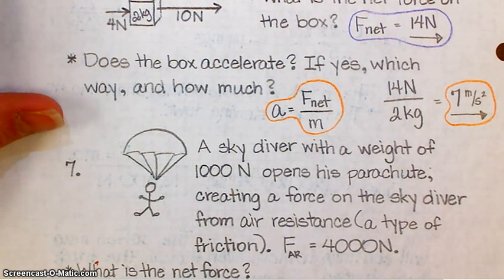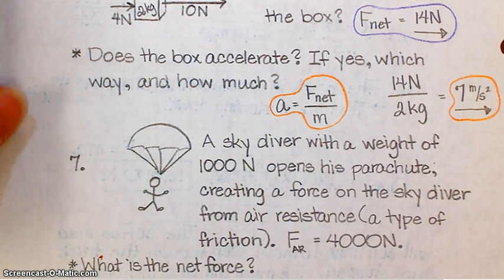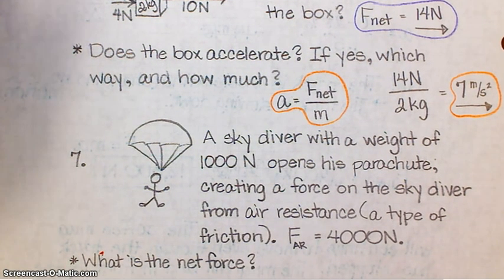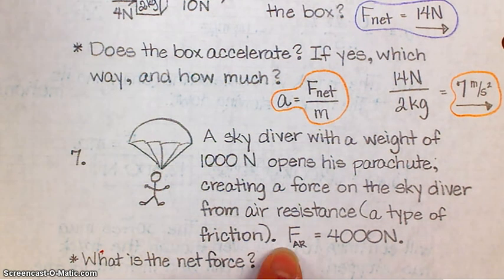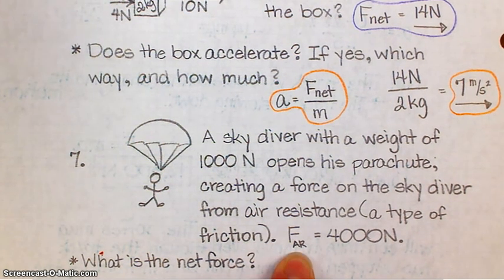Okay, and then we have our lovely little skydiver. A skydiver with a weight of 1,000 newtons opens his parachute, creating a force on the skydiver from air resistance, which is a type of friction. The force from air resistance is 4,000 newtons.